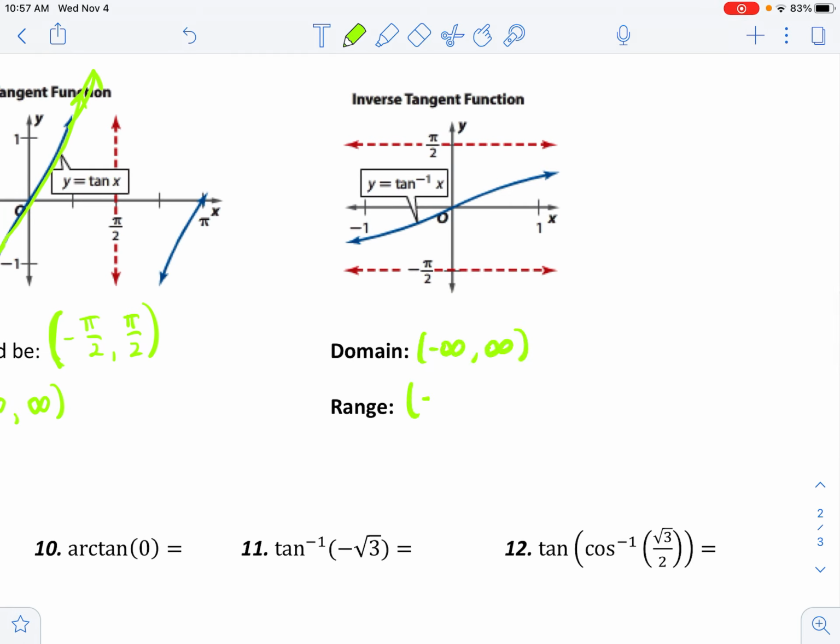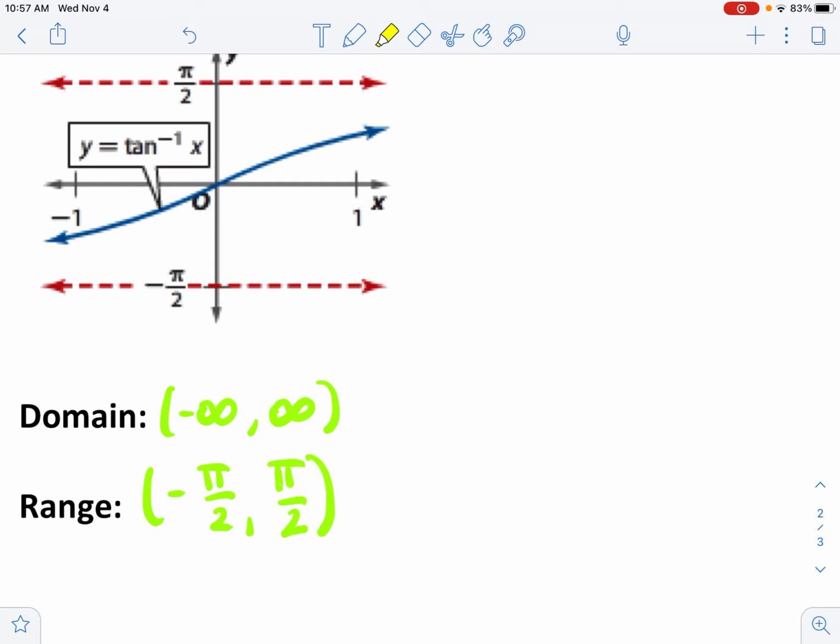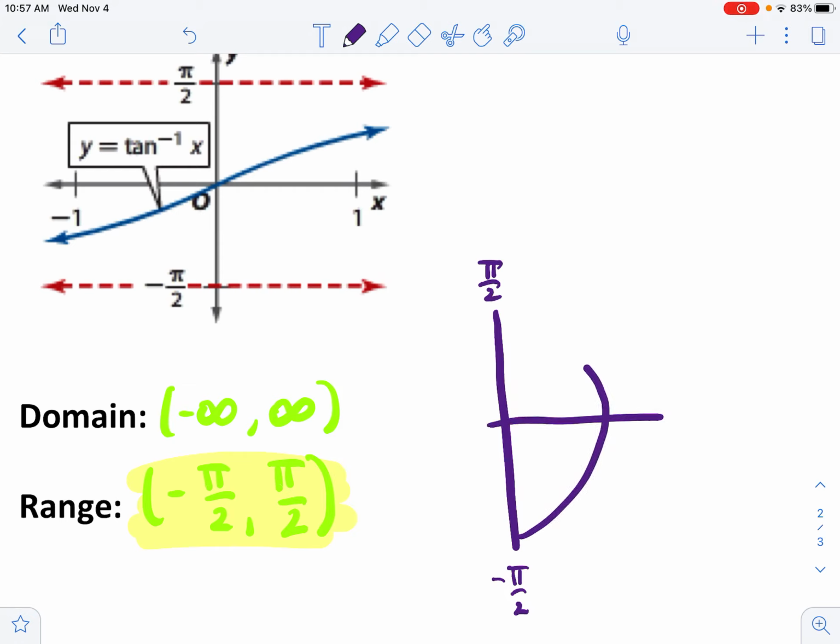All right, so I want the tangent inverse, so I'm going to switch domain and range. That's negative infinity to positive infinity. And my range is negative pi over 2 to positive pi over 2, but it'll never be that answer. So what's the important part for you to know? I can ask you the tangent inverse of anything I want because the domain is negative infinity to positive infinity, but you can only give me an answer from negative pi over 2 to positive pi over 2. Think about what that means. Negative pi over 2 is down here. Positive pi over 2 is over here. So you can only give me angles in the first and fourth quadrant.